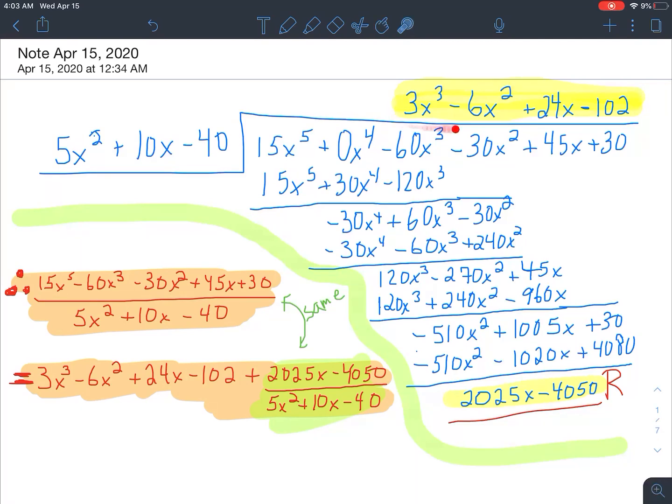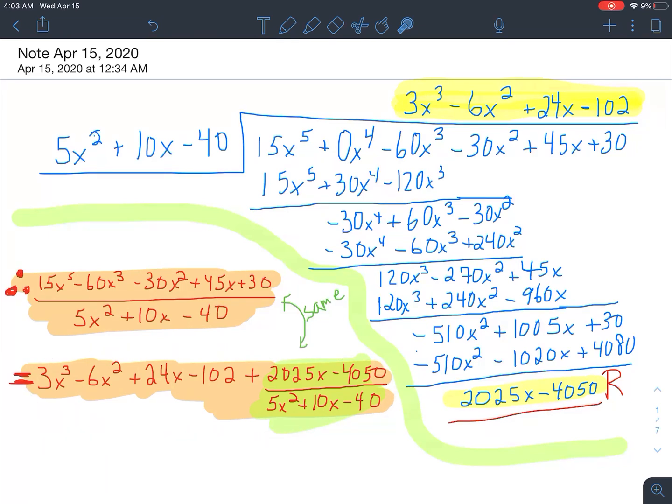So you see, this is my answer. So we have our dividend divided by the divisor, and this is my quotient. But I did have a remainder of 2025x minus 4050. So if you look in here, this is my conclusion. This graph that we were graphing here is also the same as this right here.